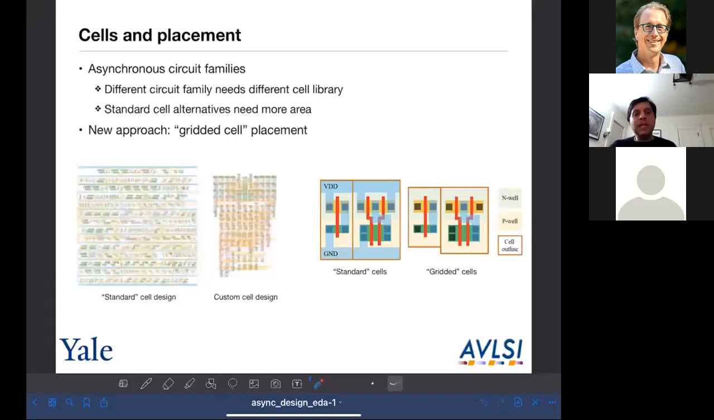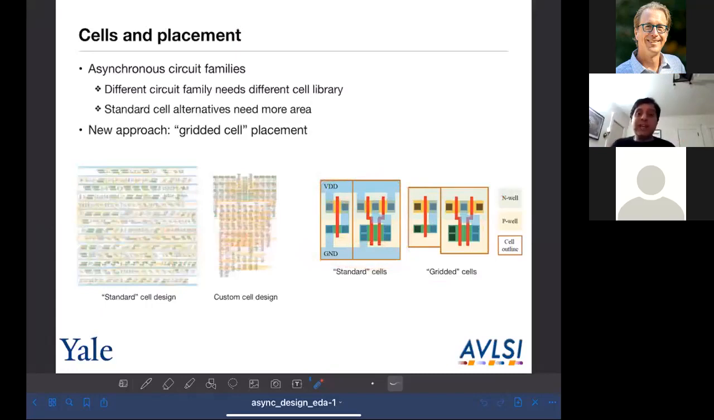To deal with this problem, we benchmarked this before, and we realized that there's a huge gap between full custom and standard cell design in the asynchronous context. So we said, well, can we bridge the gap a little bit? We came up with this approach that we call gridded cells. Think about a gridded cell as a standard cell, except we delete the power and ground rails. We get rid of VDD and ground, those buses. And then the height of the cell can also be an integer multiple of a routing track, so we can have very flexible cell sizes, both in the X and the Y direction.